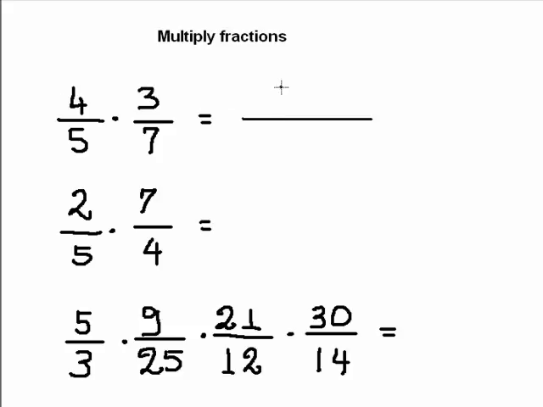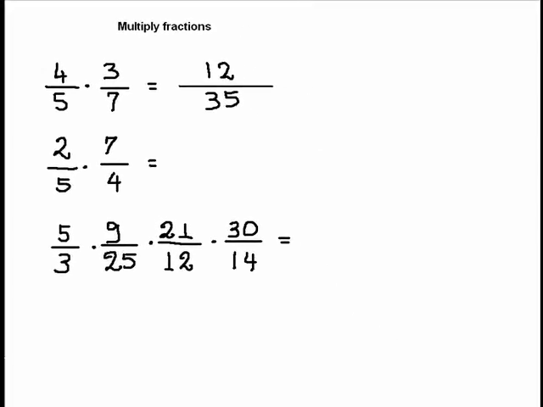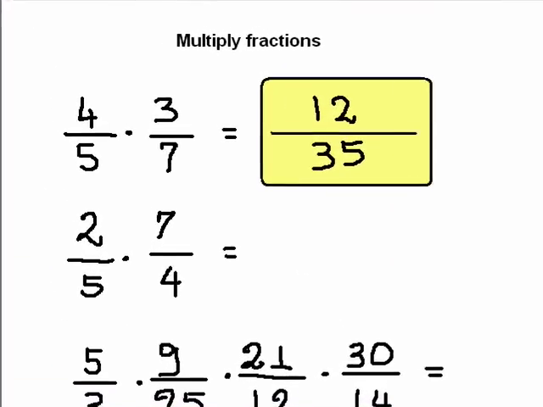4 times 3 is 12. Take the denominators of the two fractions and multiply them. 5 times 7 is 35. And your result is 12 over 35. Now you may wonder, do I need to reduce this fraction? Yes, every time that you end up with a fraction, you always need to reduce it. But the point is, can you reduce this fraction?